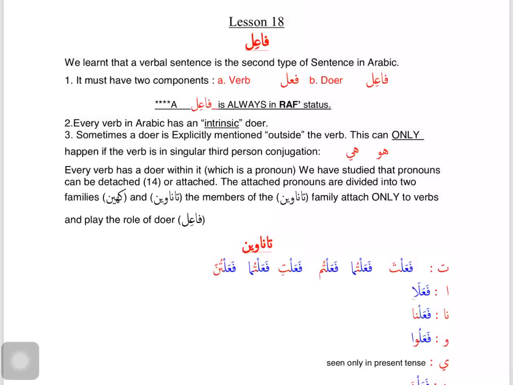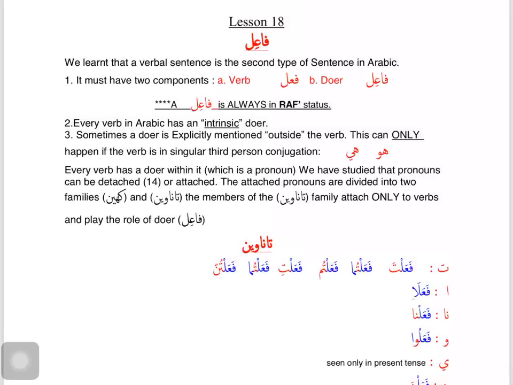Sometimes you need to mention the fa'il explicitly, not as a pronoun but as a noun. This can be done only if the fi'l is in the huwa or hiya conjugation. The fa'il in this case will be mentioned after the verb. It will be a noun in raf' status. Today's class, the objective is to get to recognize the fa'il.